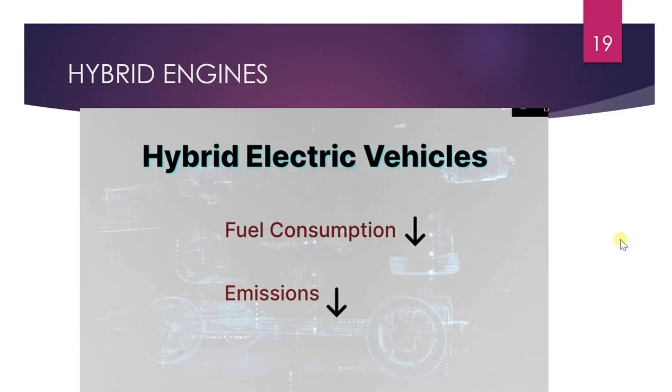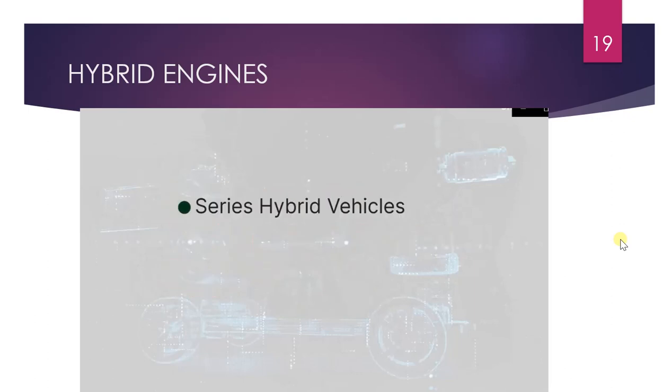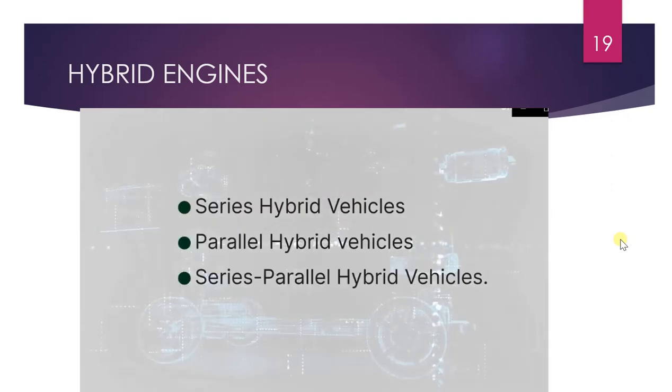Because of this, hybrid electric vehicles use much less fuel and also have much lower emissions. Hybrid vehicles are classified based on the type of drive a vehicle has. There are 3 types of hybrid electric vehicles: series hybrid vehicles, parallel hybrid vehicles, and series parallel hybrid vehicles. The first type we're going to discuss is the series hybrid vehicle.